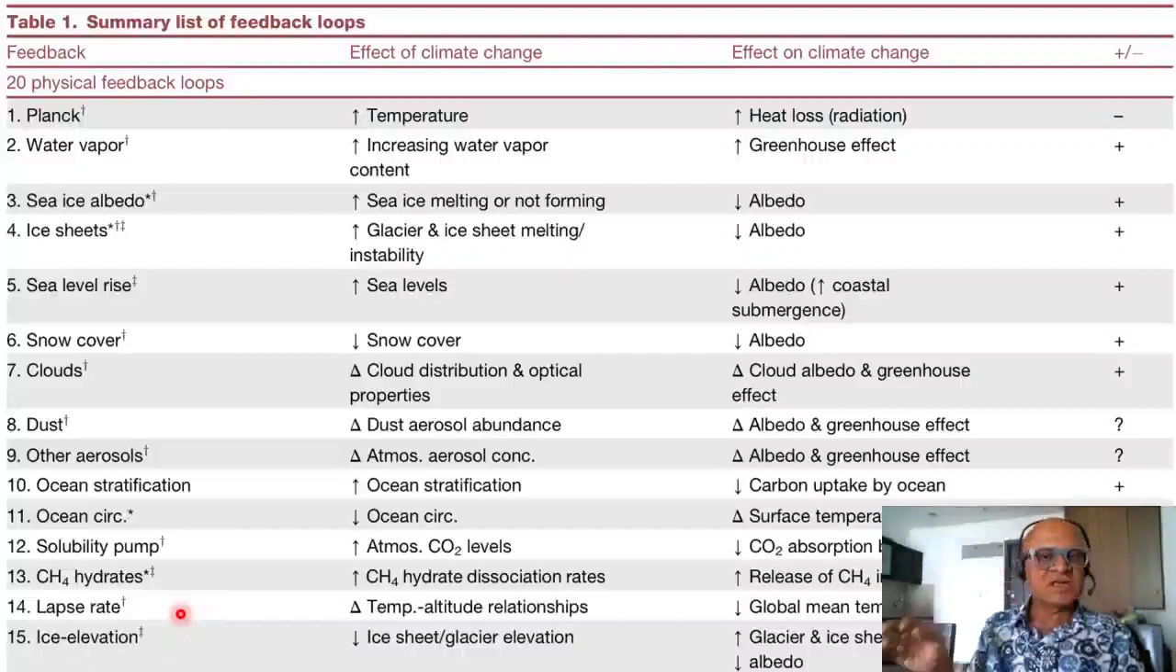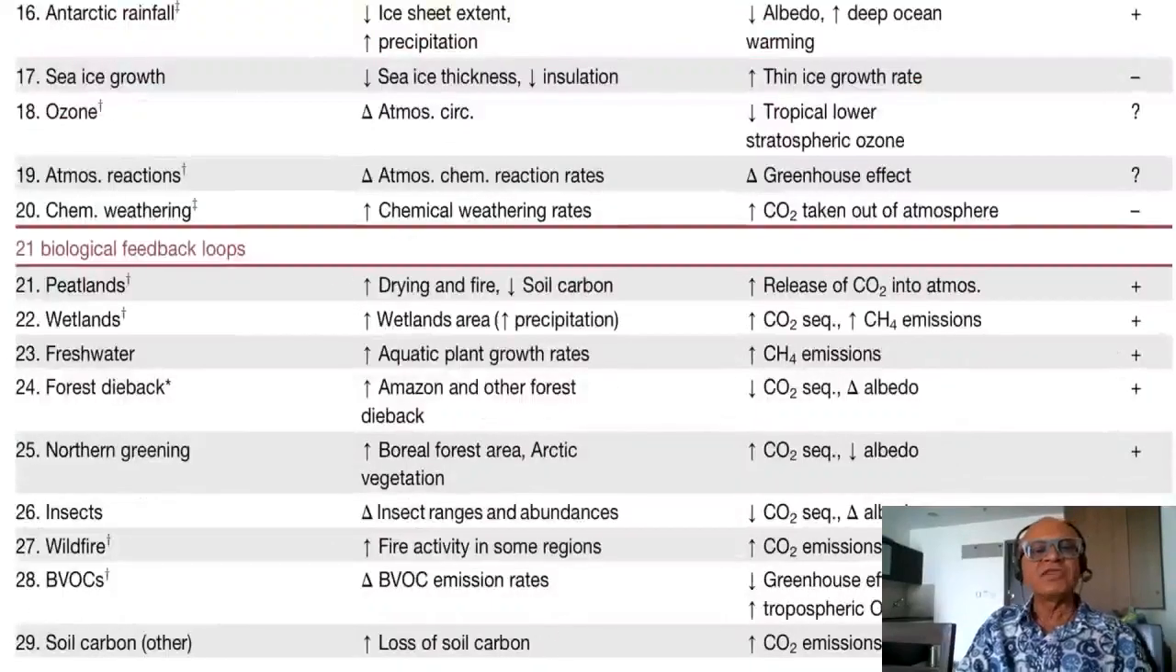Lapse rate, which is the temperature gradient in the atmosphere, so temperature-altitude relationship, can decrease with global mean temperature, change the stability of the atmosphere, and can be a negative feedback. Ice elevation, so ice sheet and glacier elevation can decrease, which means glacier and ice sheet melting can increase and albedo can decrease, so that can be a positive feedback. Antarctic rainfall can decrease, ice sheet extent and precipitation can increase, which affects not only albedo but deep ocean warming as well, so that can be a positive feedback.